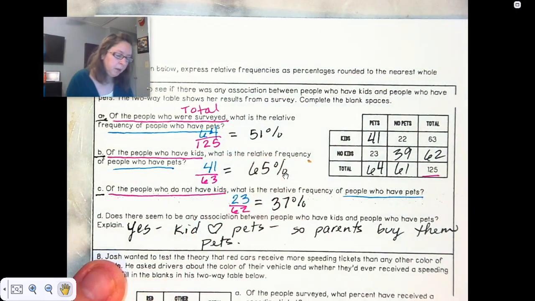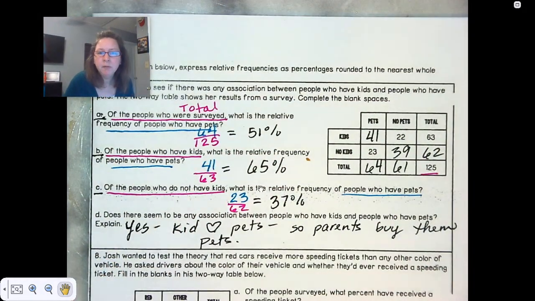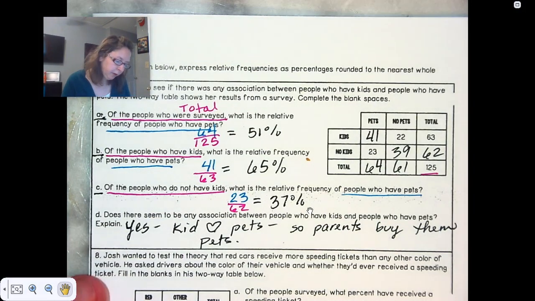But some people who do not have kids like their fur babies. So there does seem to be an association. However, it's not a guarantee because I have 3 children and I have no pets. All right. Great job.